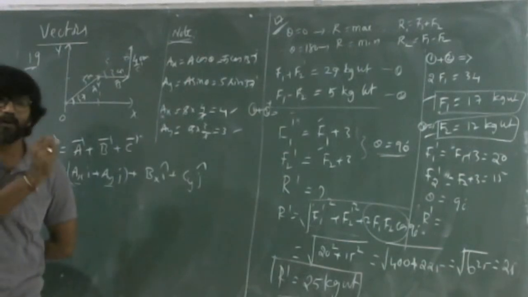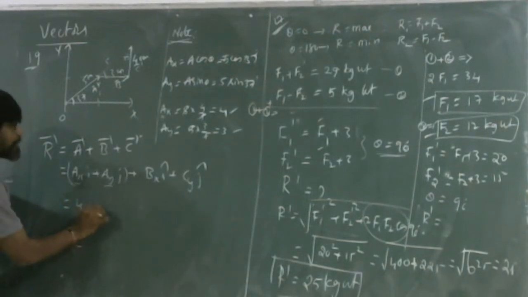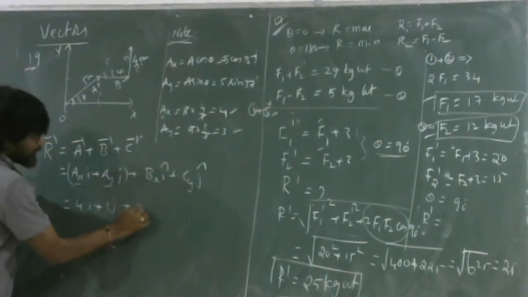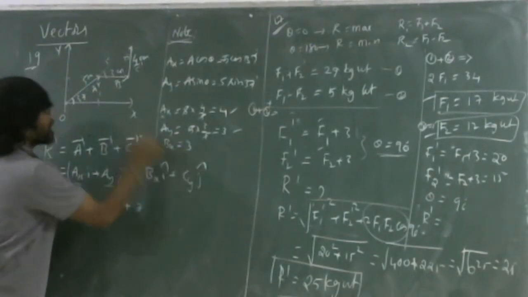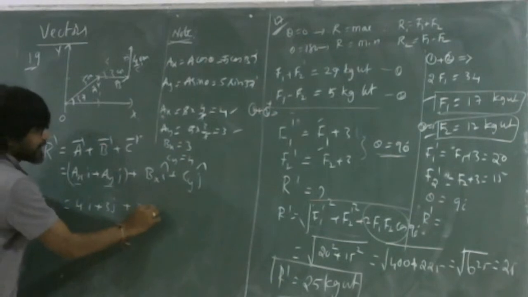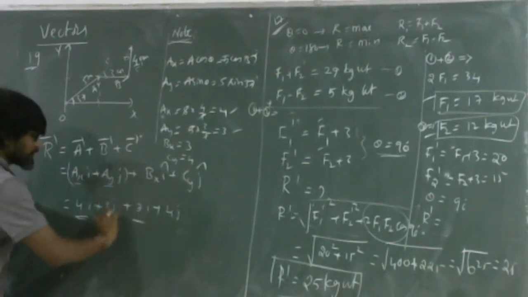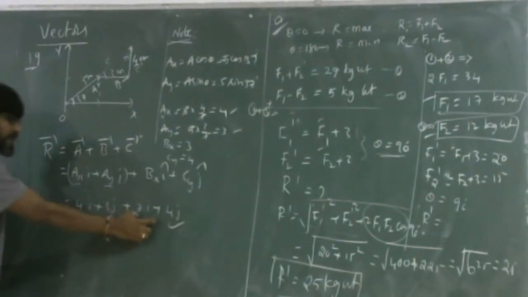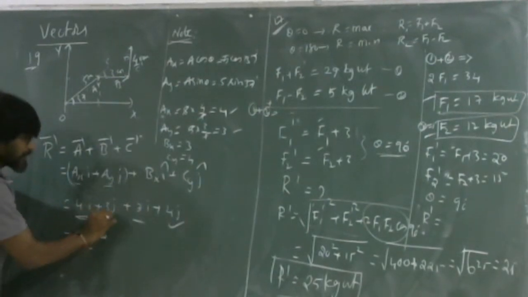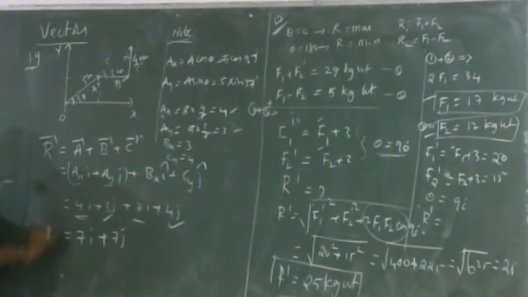Are these points clear? Then we can write 4i plus ay is 3, 3j, plus bx, which is 3, 3i, and cy is 4, 4j. So 2 i components are there, 2 j components are there. Add them. 4i plus 3i, 7i, 3j plus 4j, 7j. 7i plus 7j is your resultant vector.